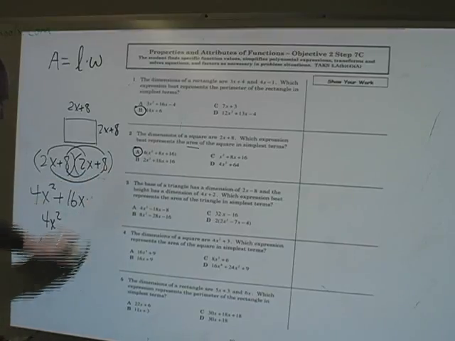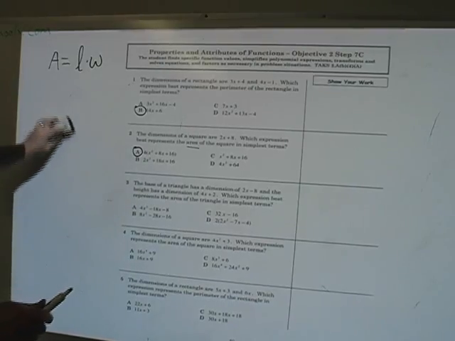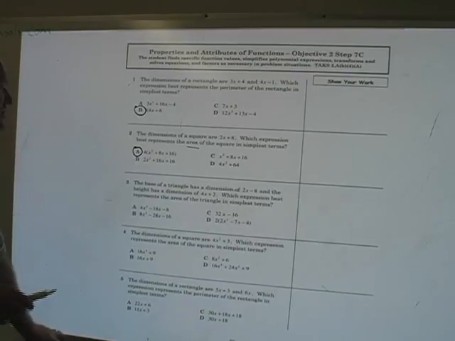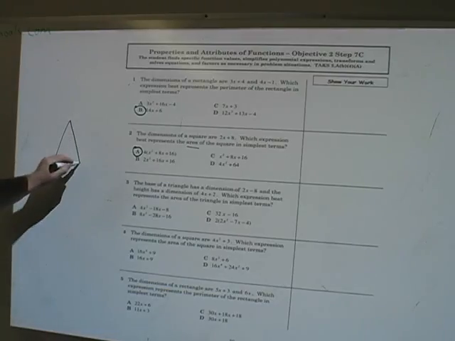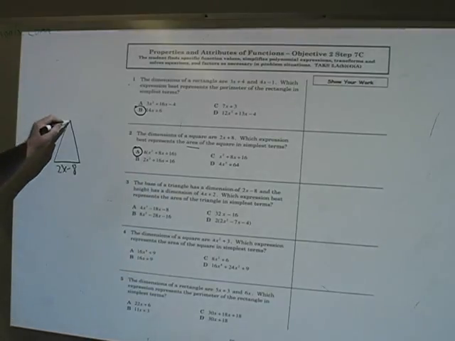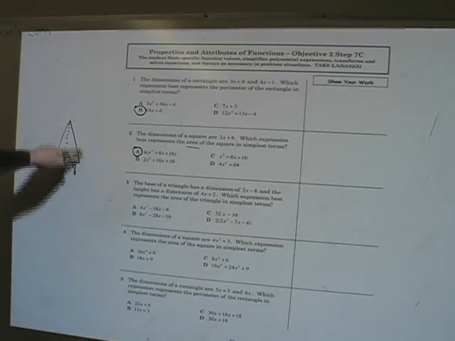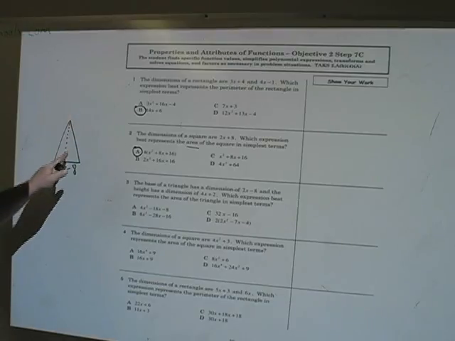I'm going to do one more. The base of a triangle has a dimension of 2x minus 8. We got our triangle here. Base is 2x minus 8. And the height is this right here. The height is not this side or this side. It's when you go straight up to the top from the base. So the height is 4x plus 2.